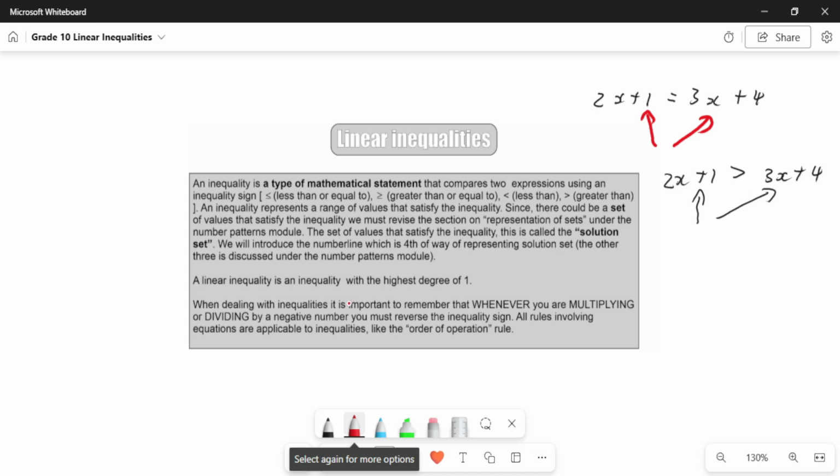When dealing with inequalities, it is important to remember that whenever you are multiplying or dividing by -1, you must reverse the inequality sign. All rules involving equations are applicable to inequalities, like the order of operation rules. So order of operation rules, when we're solving equations, what did we say that we must do with BODMAS? Must follow it from right to left. But the only rule that will differ here is that whenever you multiply or divide by -1, the direction of the inequality sign must change.